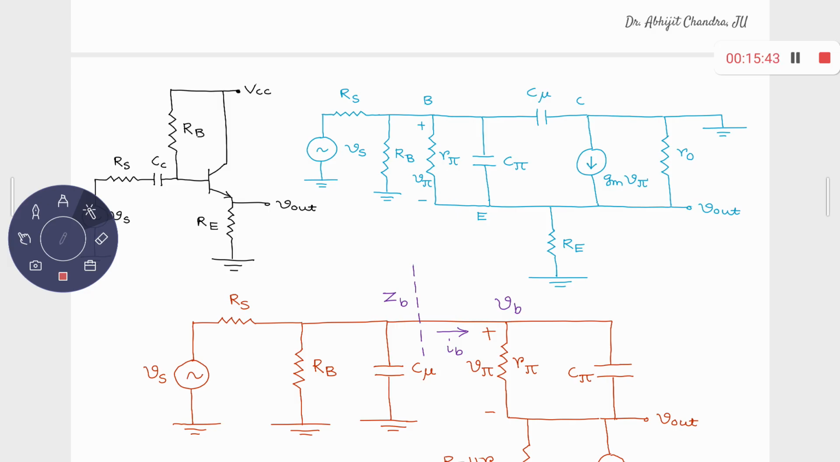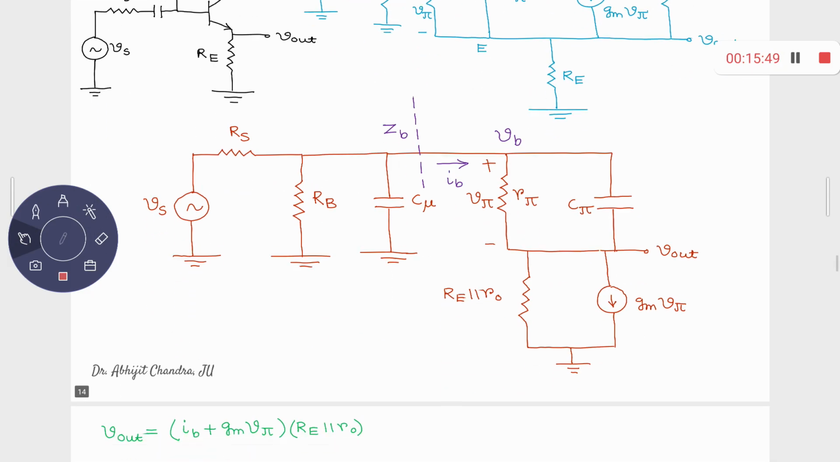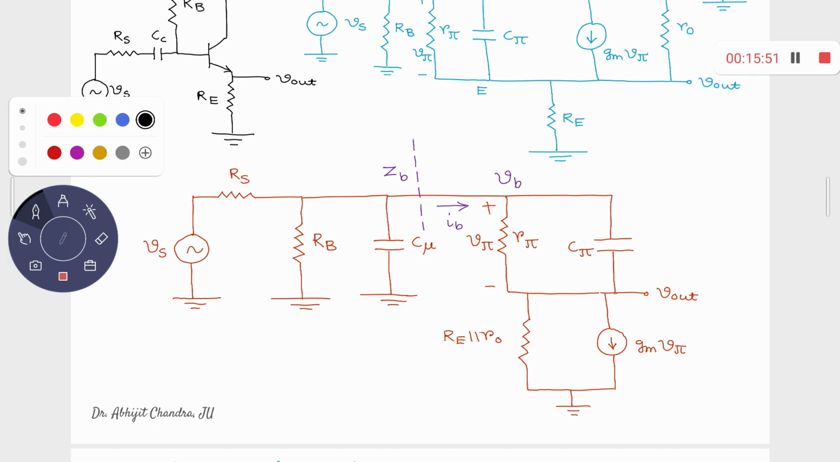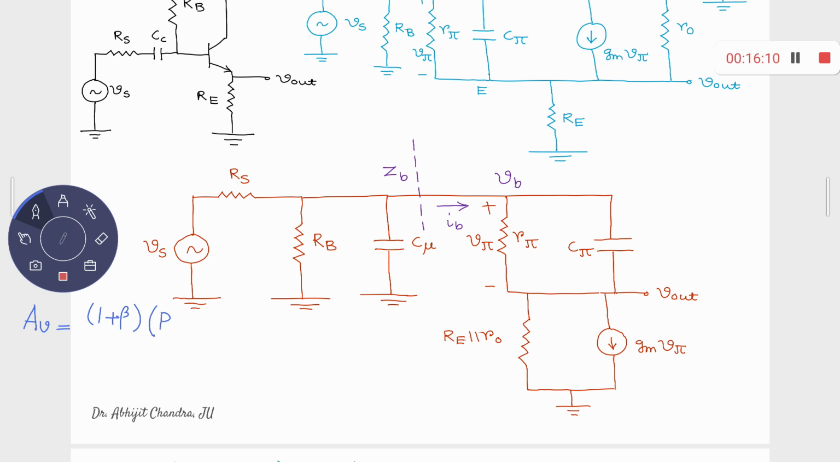Now, let me tell you the expression for the voltage gain. Can you remember the expression for the voltage gain for a common collector amplifier? It is less than 1, right? So the voltage gain expression AV, there is no negative sign. The expression was something like this: 1 plus beta times Re parallel R naught divided by R pi plus 1 plus beta times Re parallel R naught.